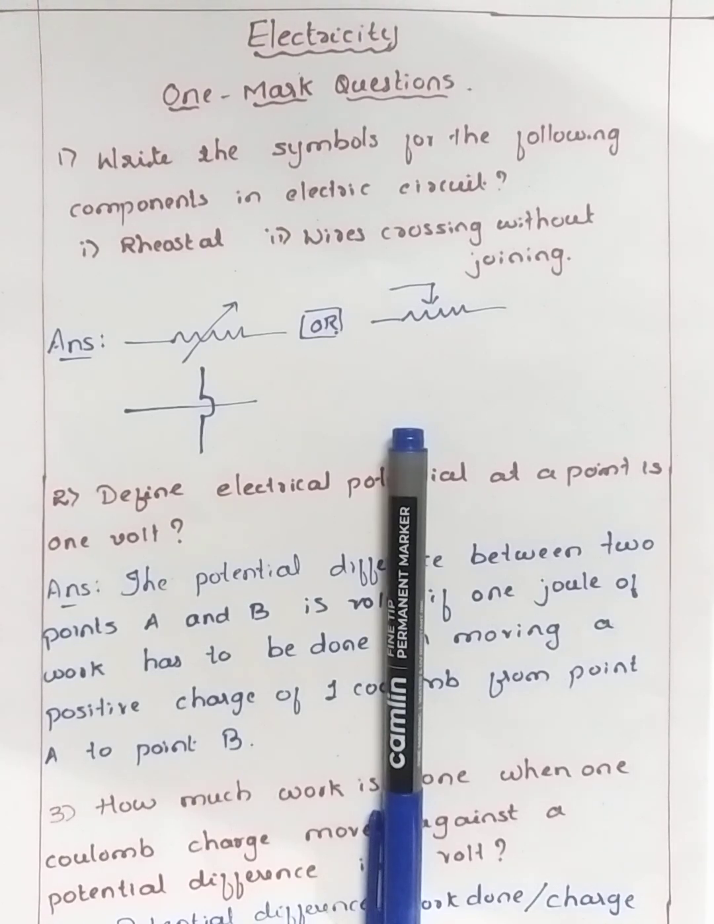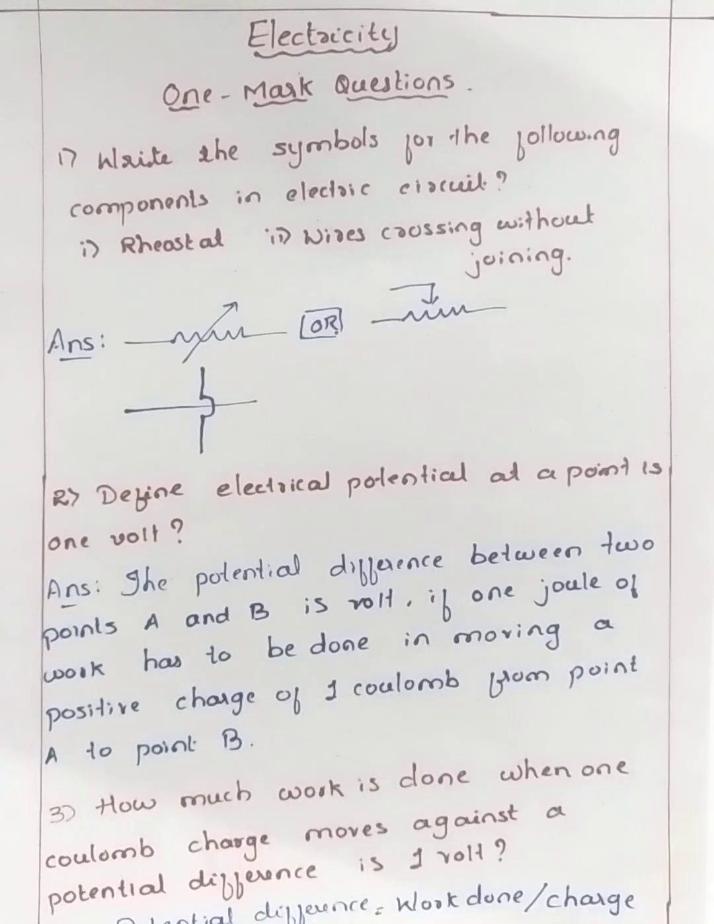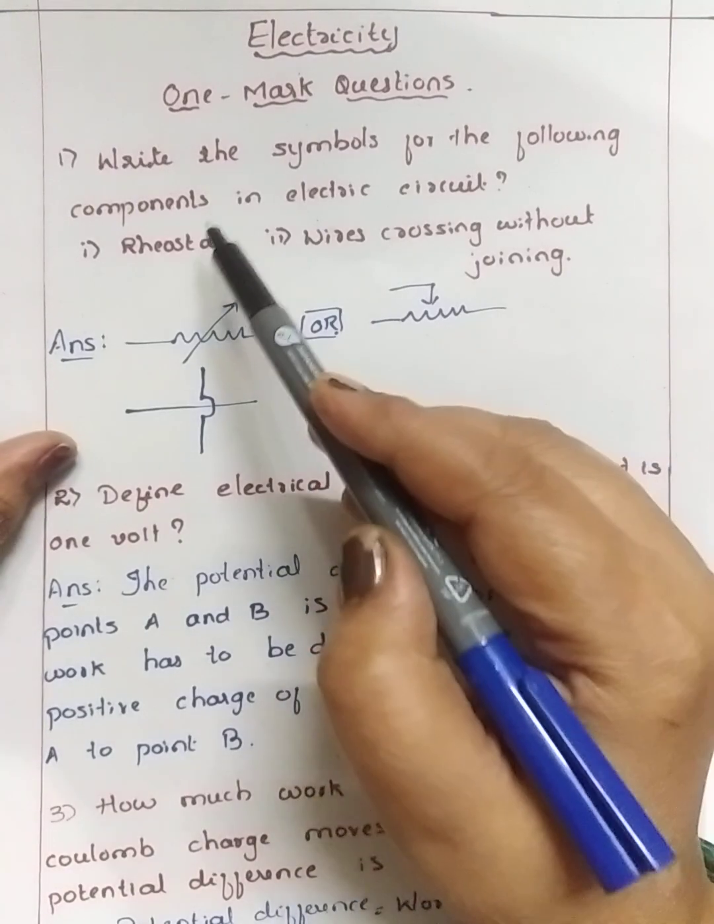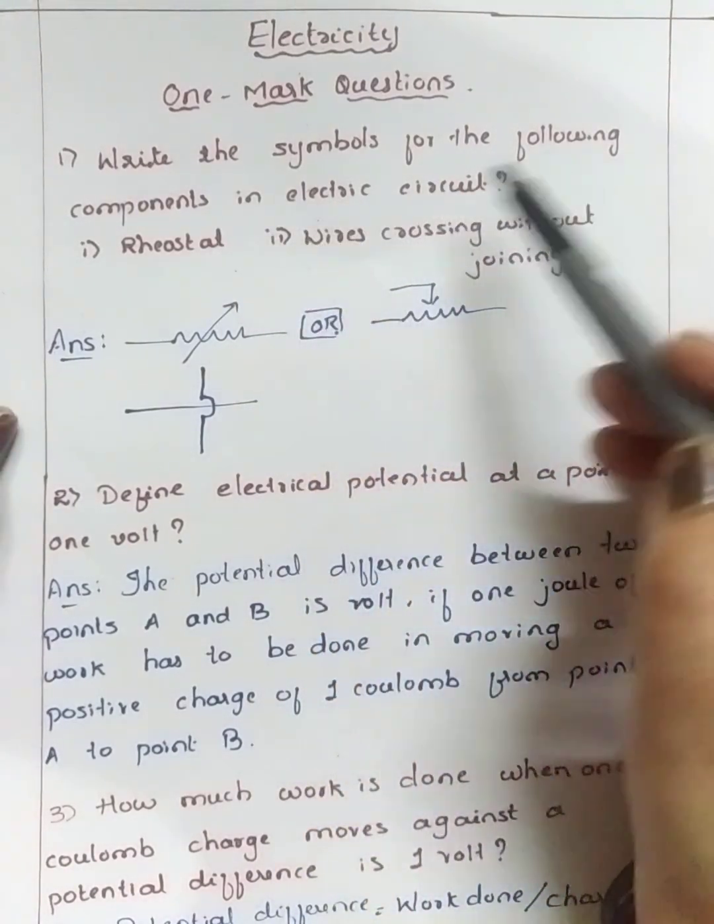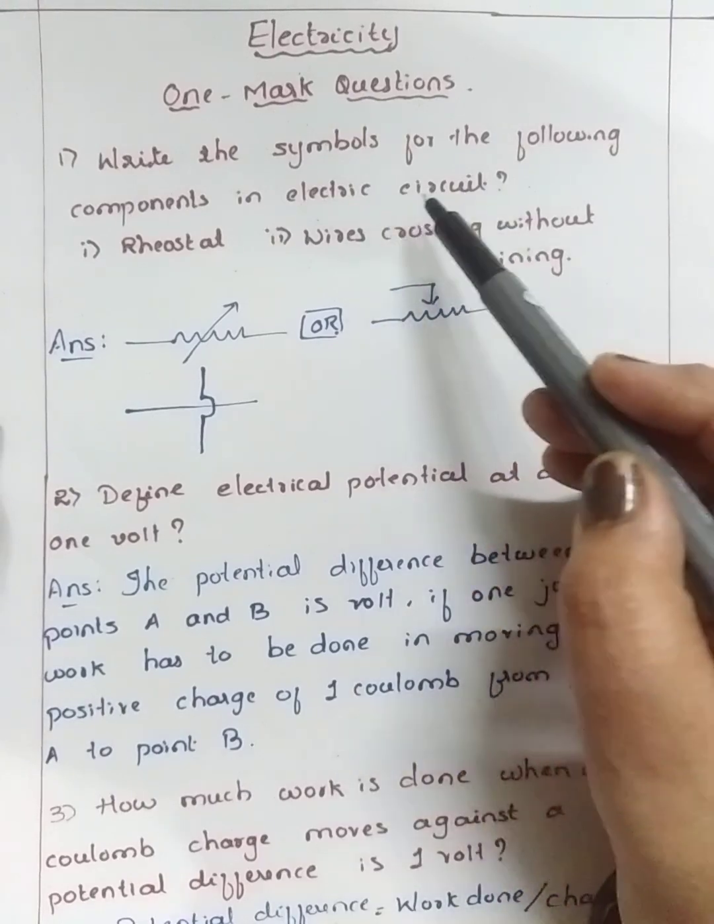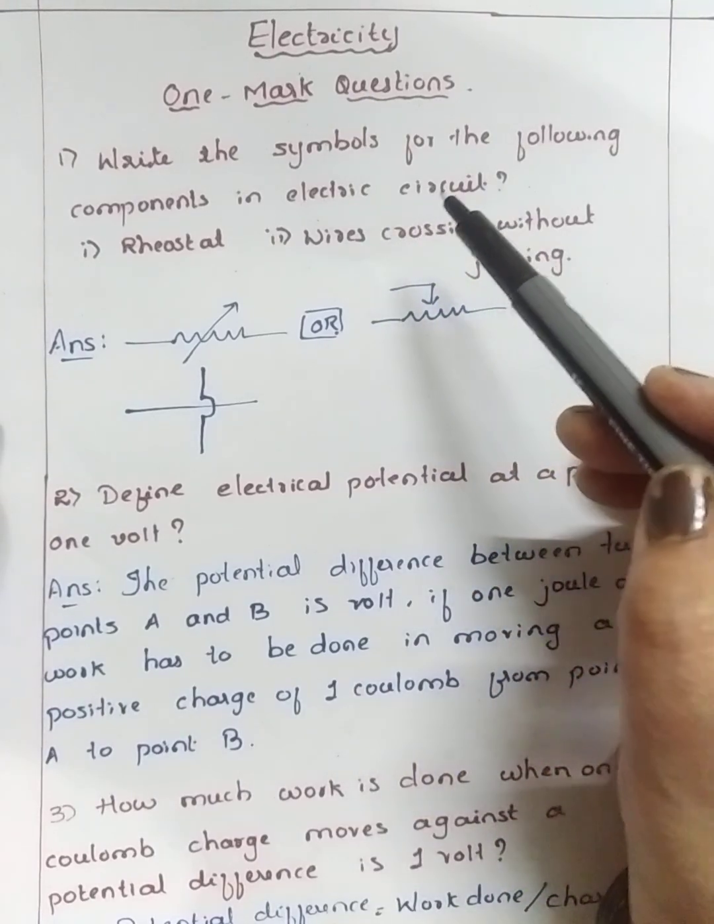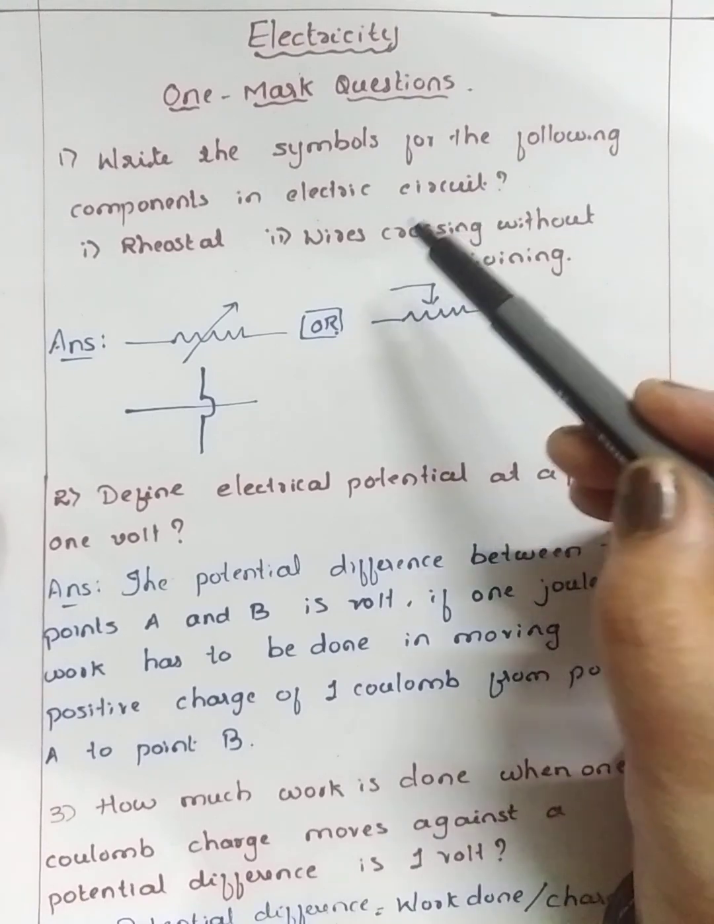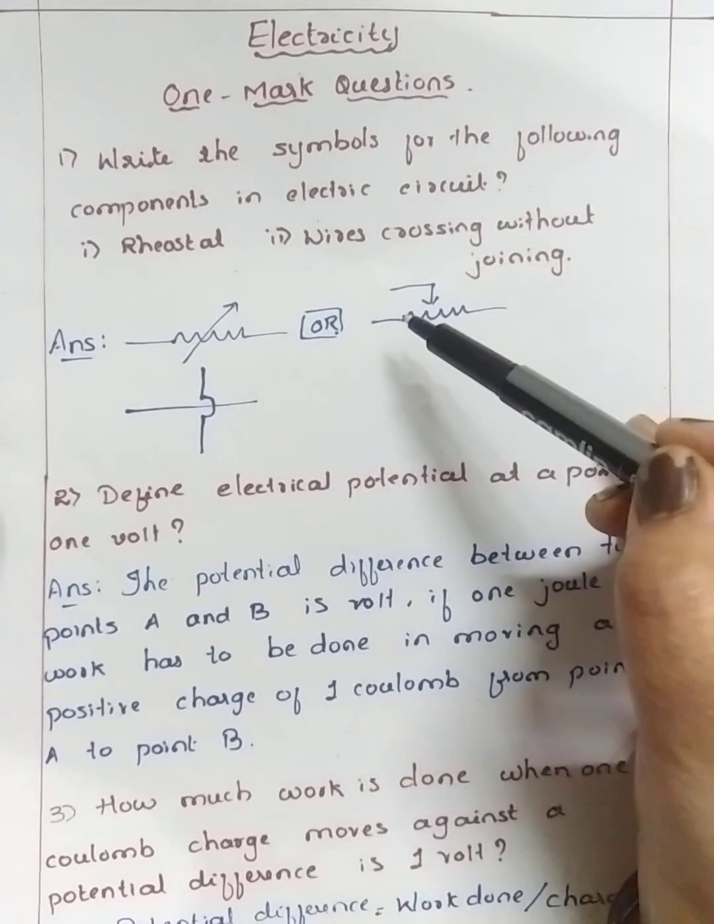Today in the electricity chapter of 10th standard, in the previous video we discussed some MCQs. Today we will see some 1 mark questions and answers which are in the textbook. First one is: write the symbols for the following components in the electric circuit. You know what is there in the electric circuit? All the devices are connected, and you only have to identify them by their symbols.